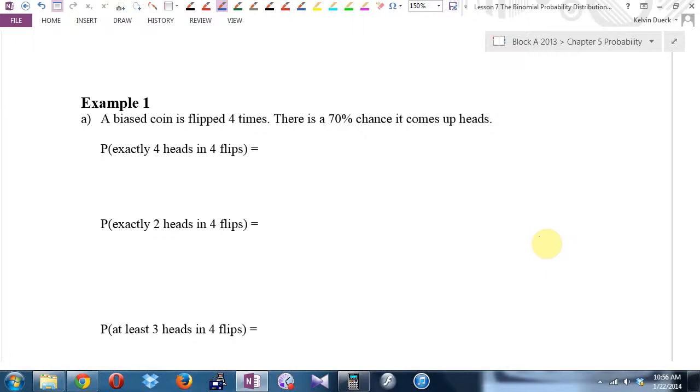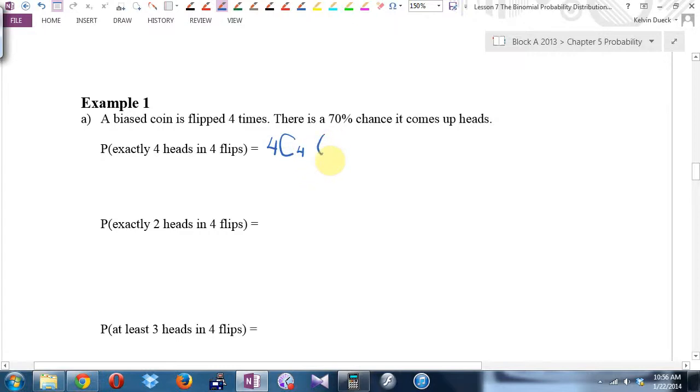So we have a coin, and this biased coin, this illegal coin, apparently heads comes up 70% of the time. So you flip it four times. What's the probability that you get exactly four heads? How many times are you flipping it? How many times do you want to be correct in this particular example? How many heads do you want? Four.